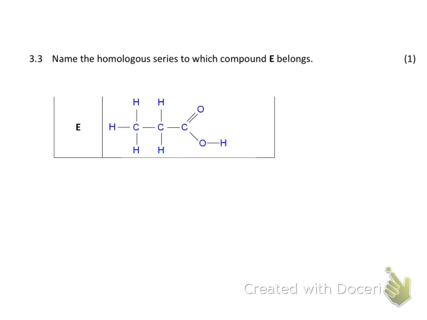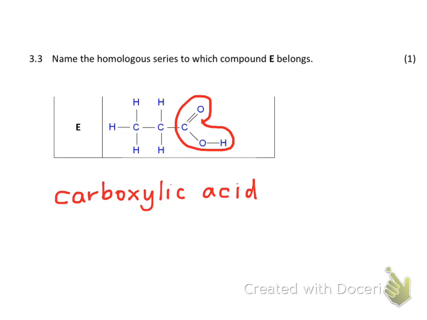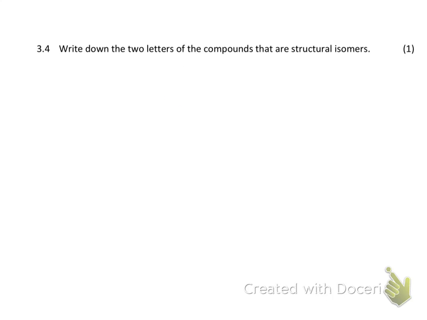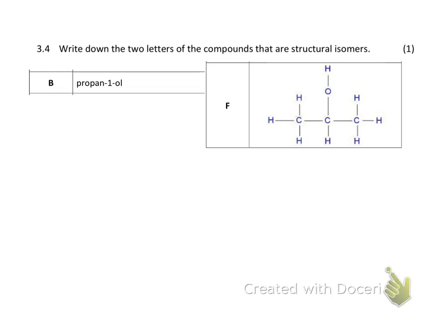Alright, 3.3, the homologous series to which E belongs. We identify the functional group, there it is, and hopefully you can recognize that as a carboxylic acid functional group. 3.4, 2 letters of the compounds that are structural isomers. The correct answer to this is B and F.